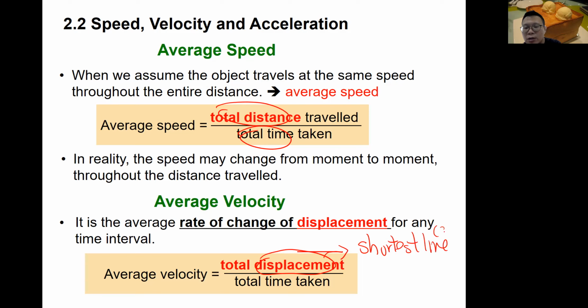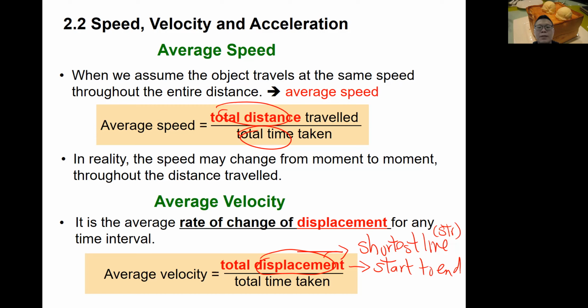Okay, what line? Straight line. And it is always between start to end. So the shorter distance between start to end, I may or may not physically travel that particular path, but that will be my displacement. The shortest line between start and end divided by the total time taken for the entire journey. And this ratio is what we call average velocity.